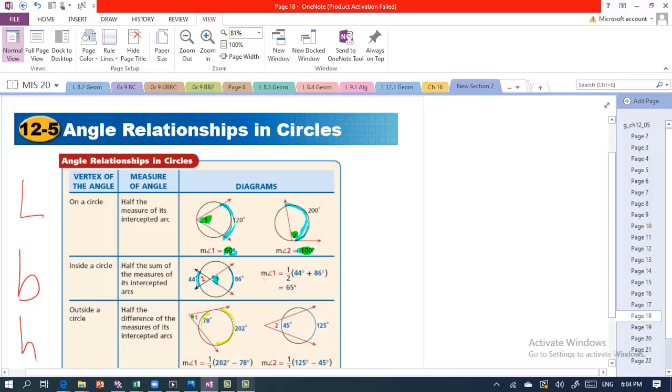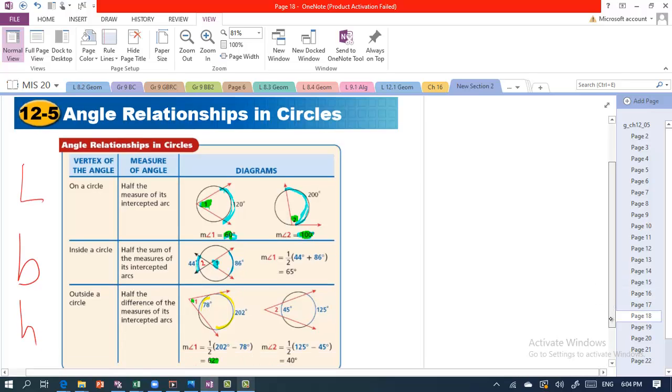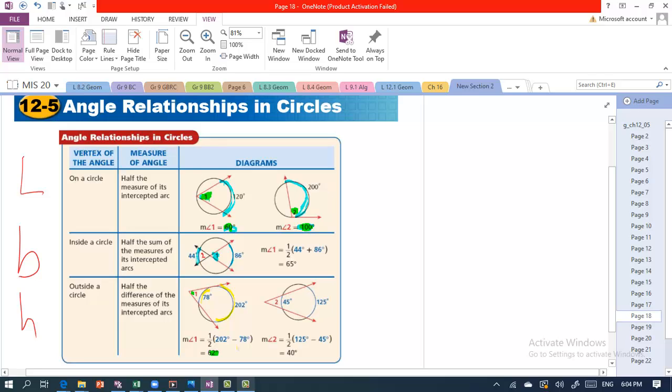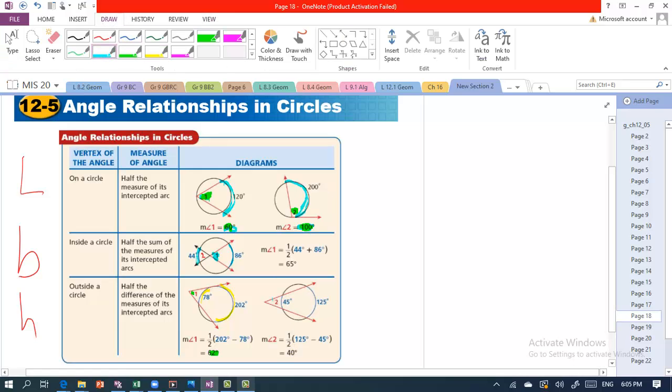And the final one, which we just finished now, exterior angles. An angle on the outside of a circle is equal to half of the difference, sorry, not the sum. See the mistake: half of the difference, because it's exterior. Half of the difference of the intercepted arcs. You can see here angle 1 is equal to half of 202 minus 87, which is equal to 62, and the measure of angle 2 is similarly half of the difference of 125 minus 45, equal to 40. And we can just shade it similarly to show you here. That's angle 2, and similarly you can find it.